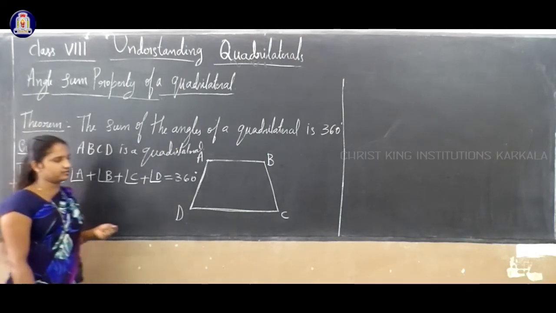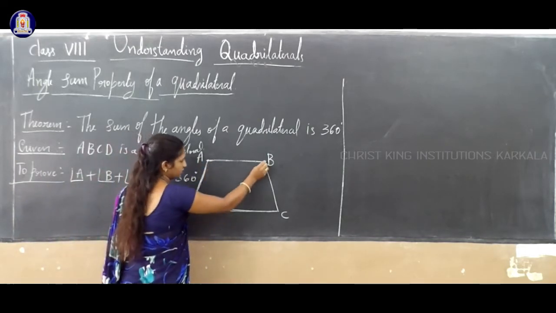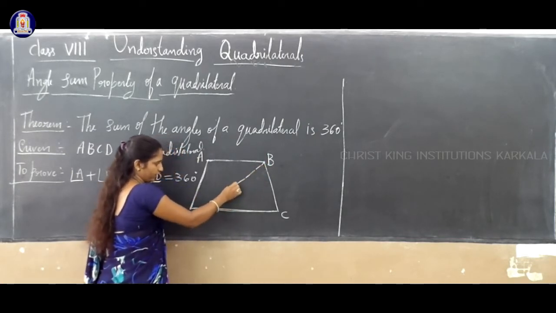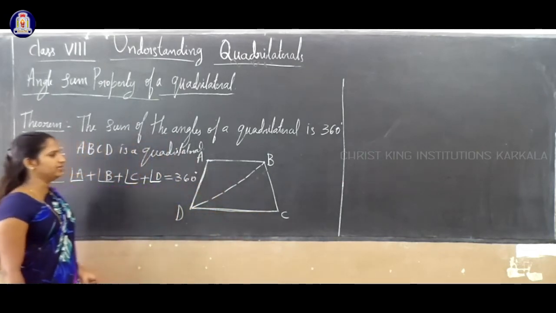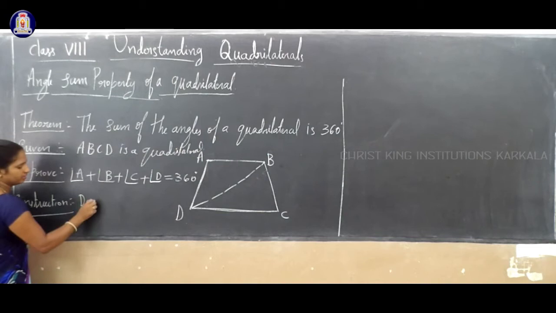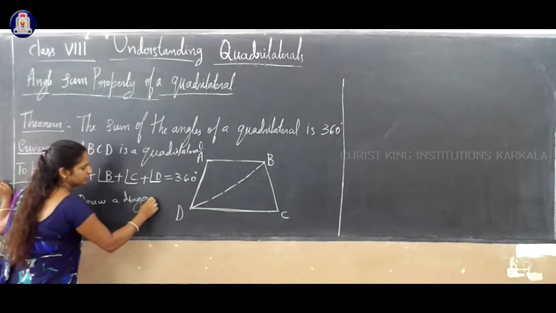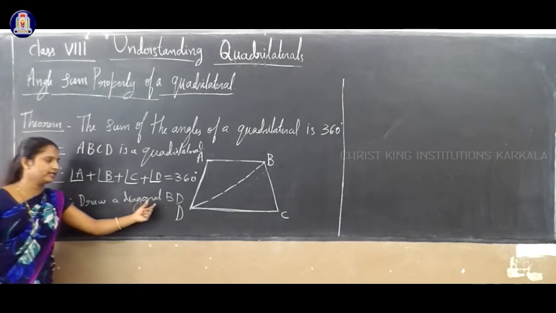to write the proof of this theorem, you have to do one construction. Join BD, or we can say draw one diagonal. Draw diagonal BD, or you can draw AC also. Any one diagonal can be joined. Okay, this is the construction. So what construction did we do here? Draw diagonal BD, or you can say join BD. Clear?